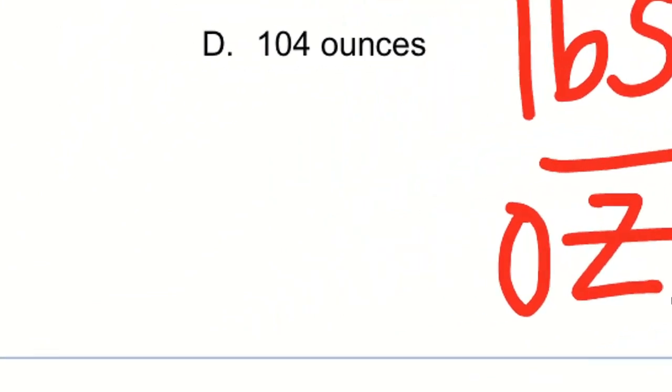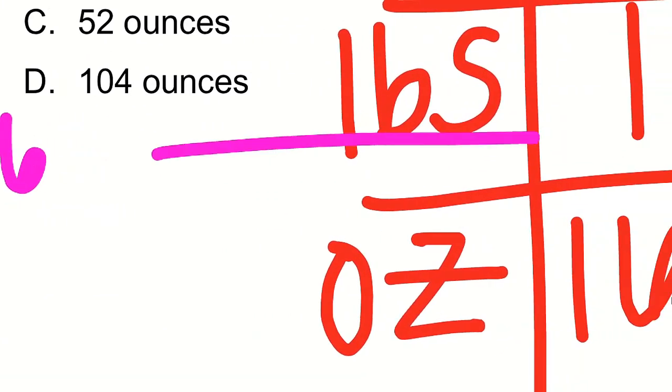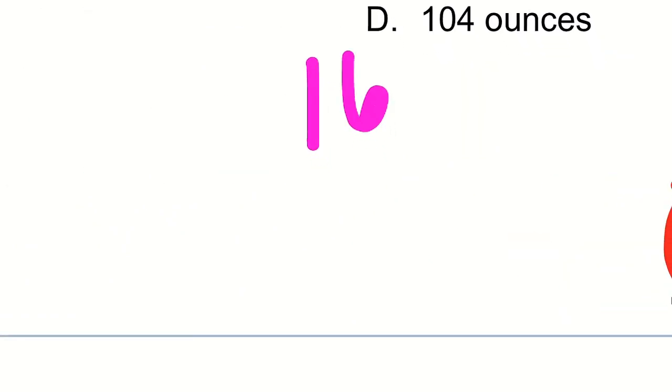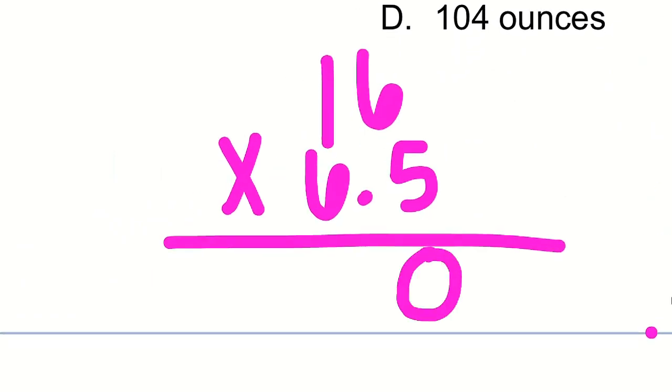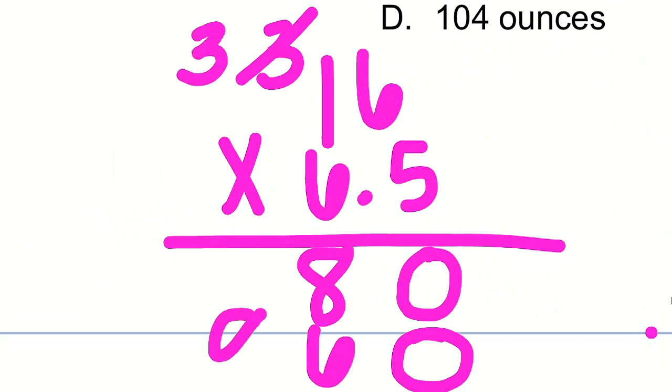And I'm going to do some math over here. We've got 16 times 6 and 5 tenths. There we go. 5 times 6 is 30. 5 times 1 is 5, plus 3 is 8. Don't forget our placeholder 0. Then I've got 6 times 6 is 36. 6 times 1 is 6, plus 3 is 9.